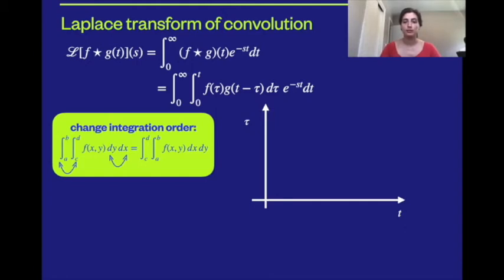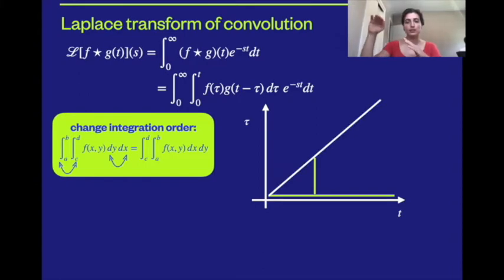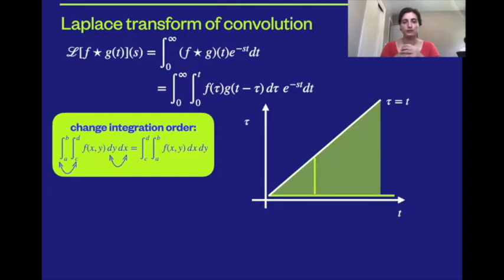So let's look at the integration domain. In the plane t tau, we have that t goes from 0 to infinity, and tau in the vertical direction goes from 0 to a finite value, t in particular. So it stops at a certain line that is tau equals t. This area shaded between tau equals 0 and tau equals t is the integration domain that we want to maintain.